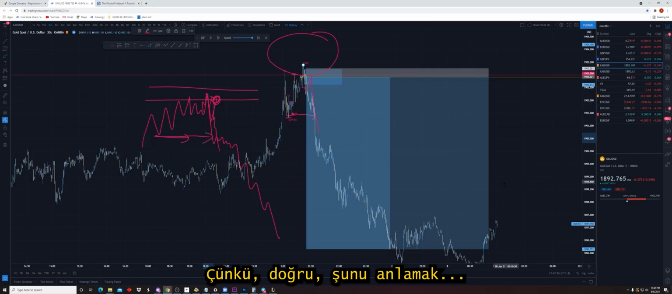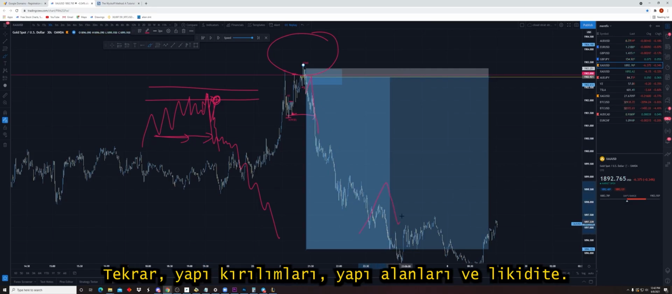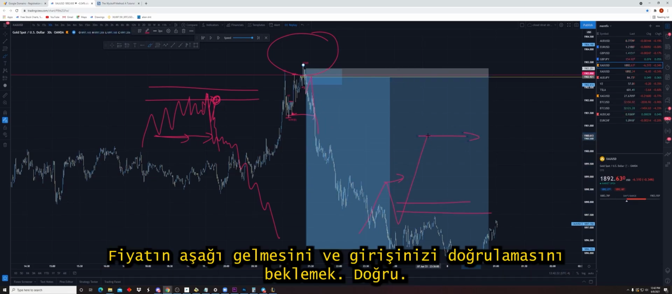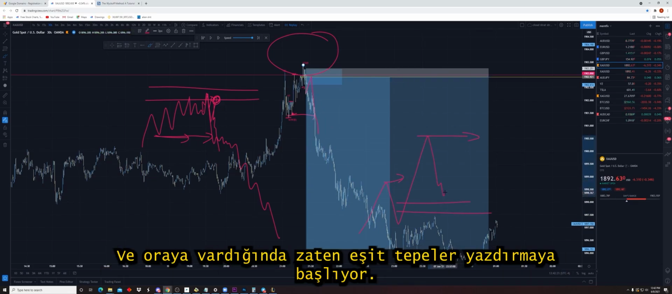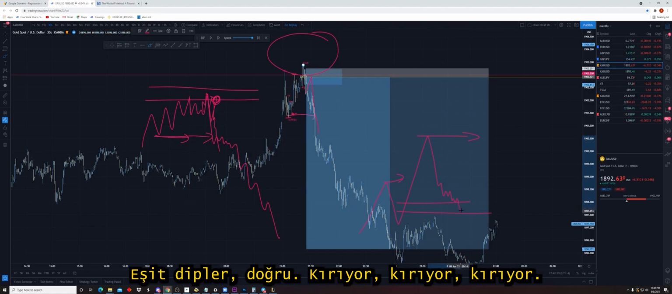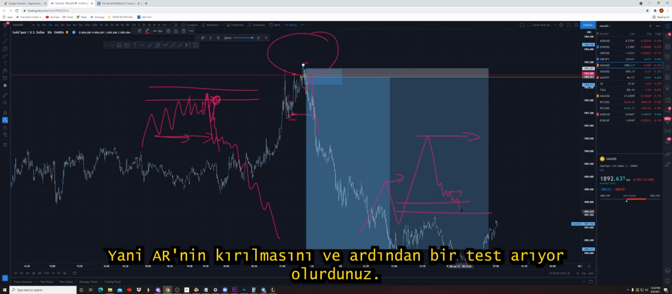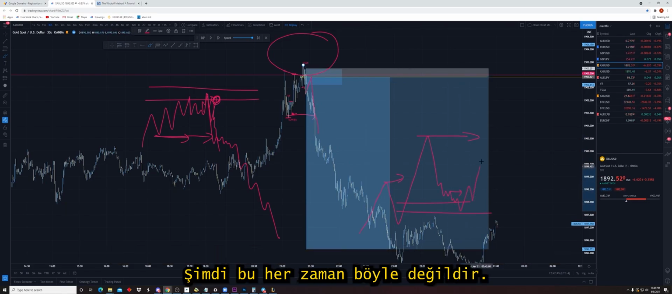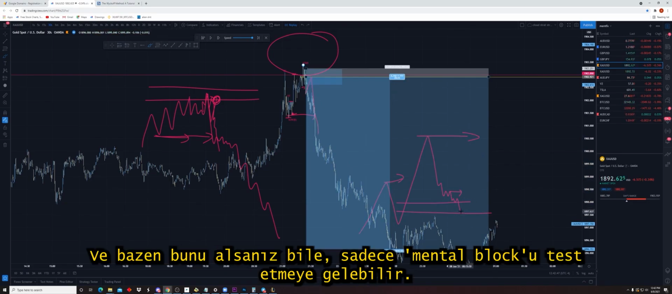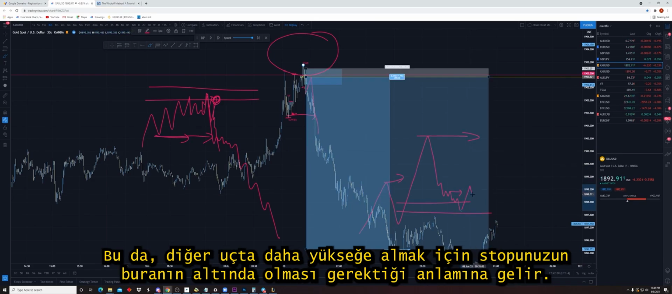Because understanding, right, again, that you have structure, breaks of structure, areas, and liquidity, looking for price to come down and confirm your entry, right? And as it gets there, it already starts printing equal highs, equal lows, right? Breaking, breaking, breaking. Now, again, at this point, the AR is right here, right? So you would be looking for a break of the AR and then a test. Now, that's not always the case. And sometimes, even if you get that, it might come just to test the MentFX block, which means your stop has to be below here to take it higher.